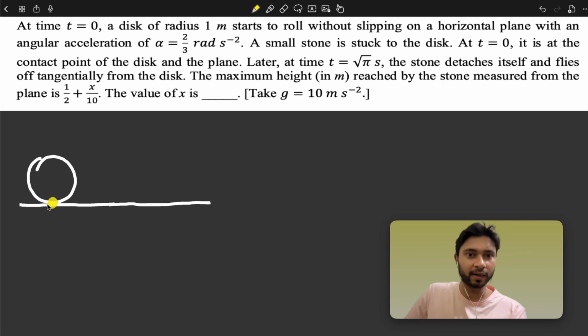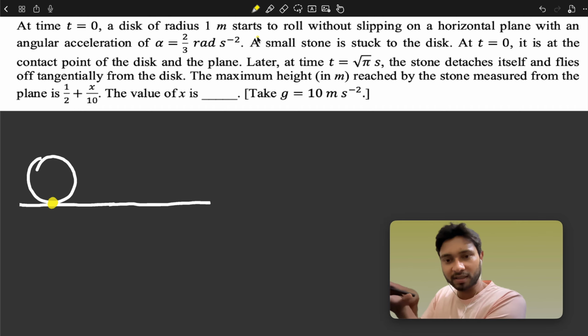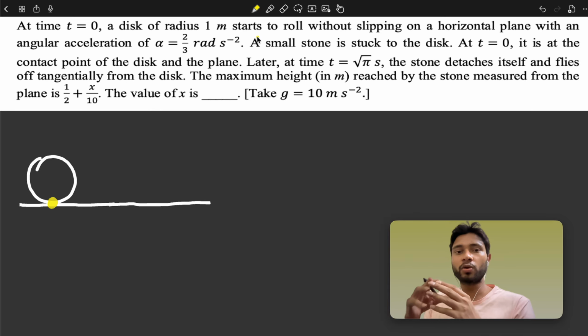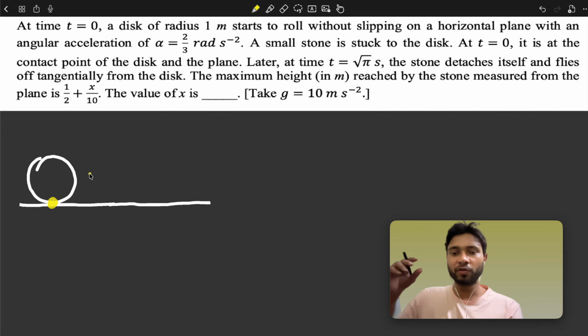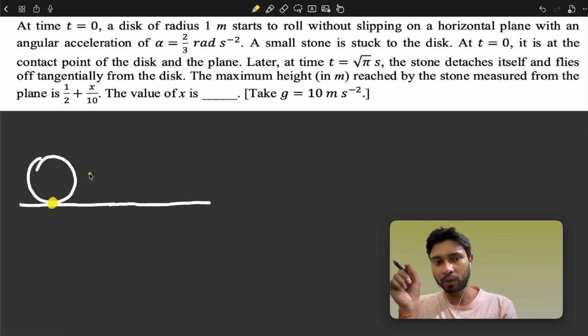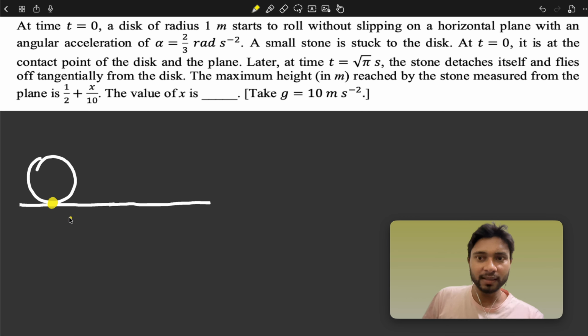So this is the contact point and the velocity of the contact point will always be 0. Why? Because it is saying that the disk is rolling without slipping. If it is not slipping, it means there is no relative motion at the point of contact. So if the horizontal plane is at rest, the velocity of this point of contact should also be 0. If the horizontal plane were moving with some velocity v, then the velocity of the bottommost point should be v, and in this case it is at rest, so the velocity of the bottommost point should be 0. Later, at time t equal to root pi, the stone detaches itself.